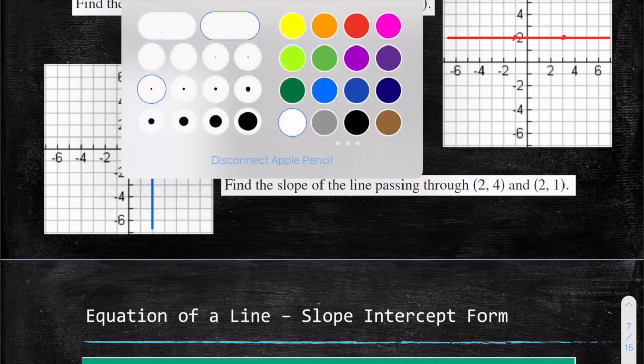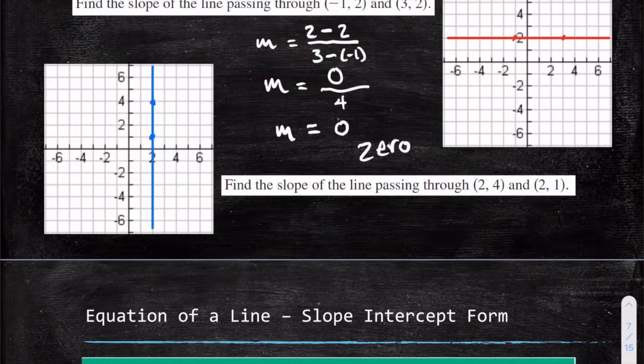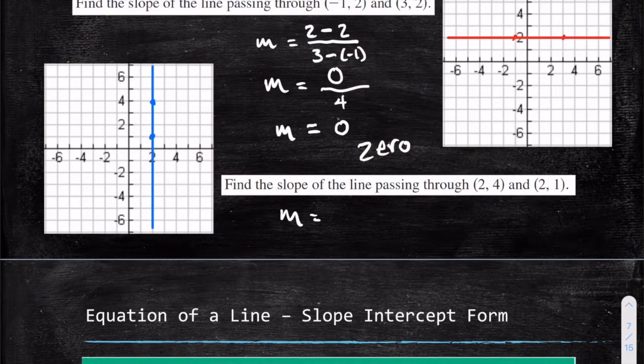And if we calculate its slope now, we take y2, which is 1, and subtract 4, and put that over x2, which is 2, minus x1, which is 2.